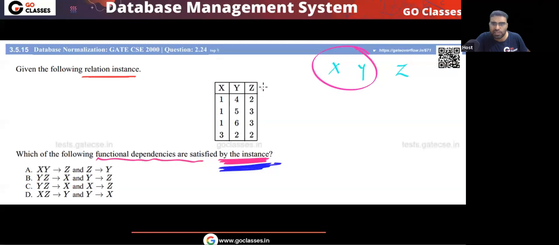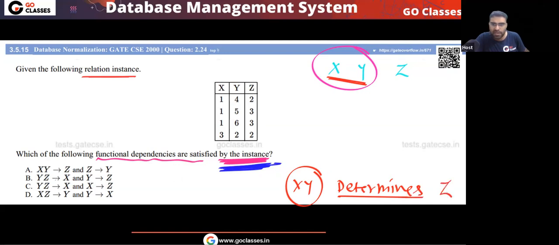If I give you the value of XY, can you tell me the value of Z? Can you determine the value of Z? If I tell you this XY combination value, can you determine Z? For example, if I tell you XY is 1, 4, then what will be Z? Z will be 2.